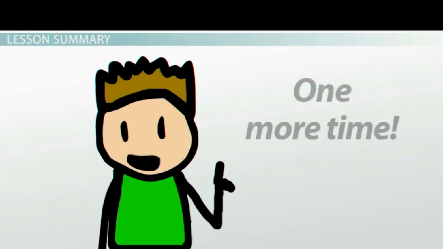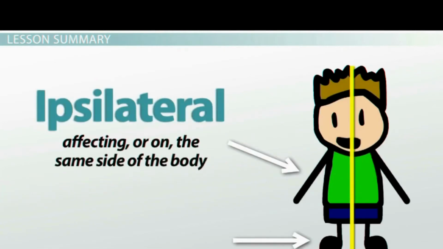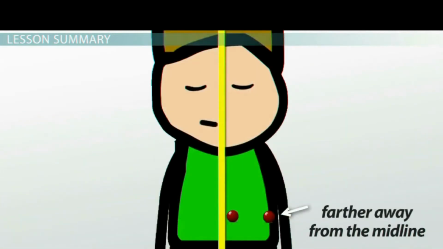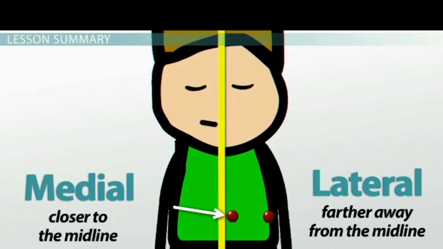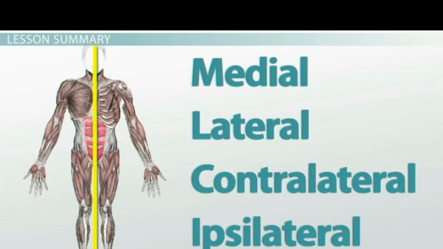Now that we've put that aside, let's quickly go over all of our terms in additional time. Ipsilateral means something that's affecting or on the same side of the body, whereas contralateral means that something is affecting or on the opposite side of the body. Something that is farther away from the midline of your body is lateral, while something that is closer to the midline is termed medial. That's it. 4 simple terms, all referencing their relationship to the midline, or their comparative relationship to the midline based on another point.